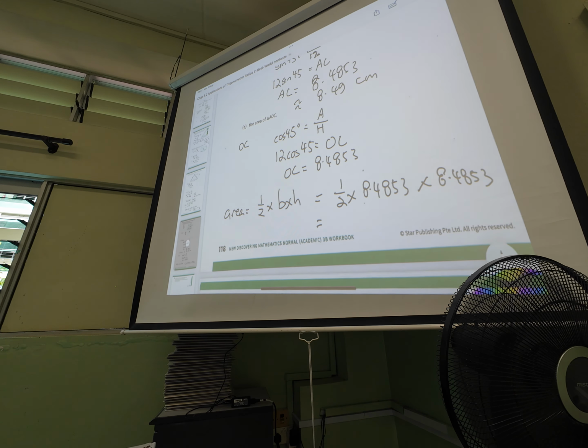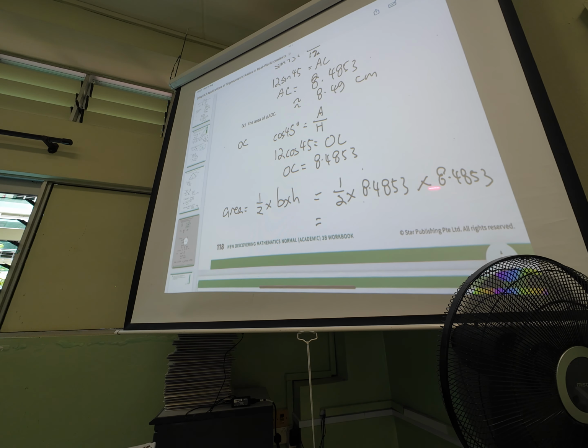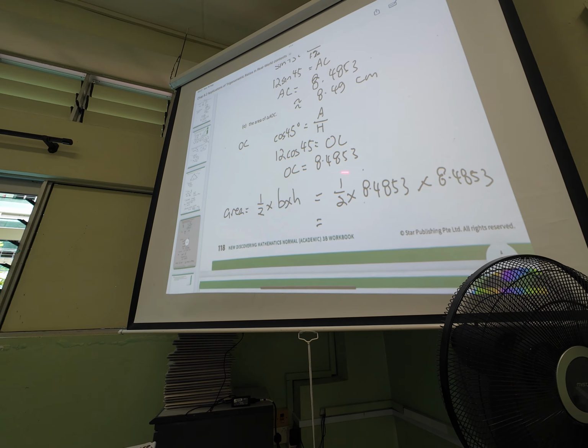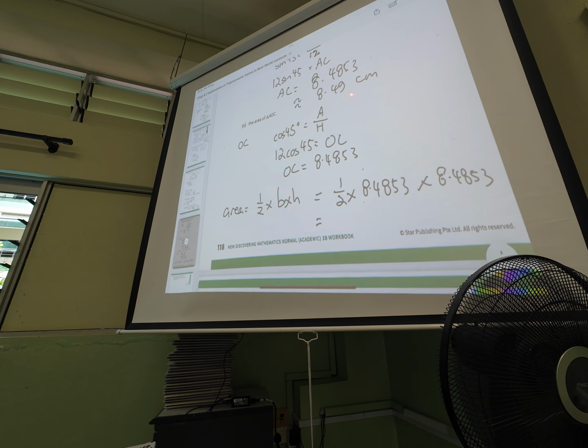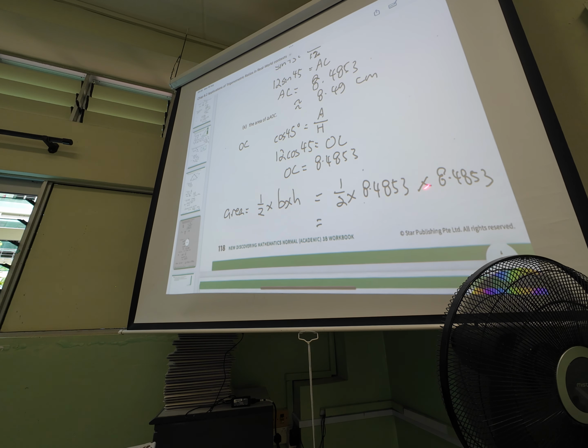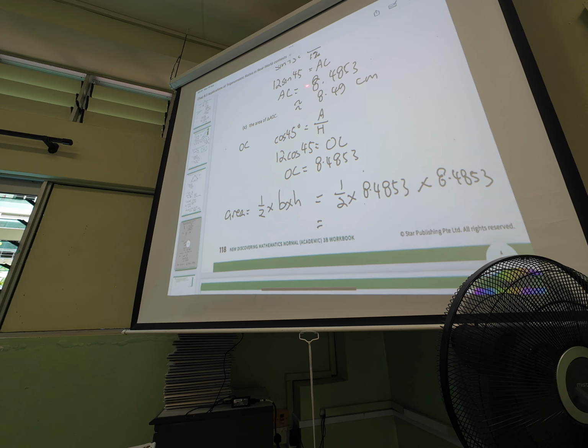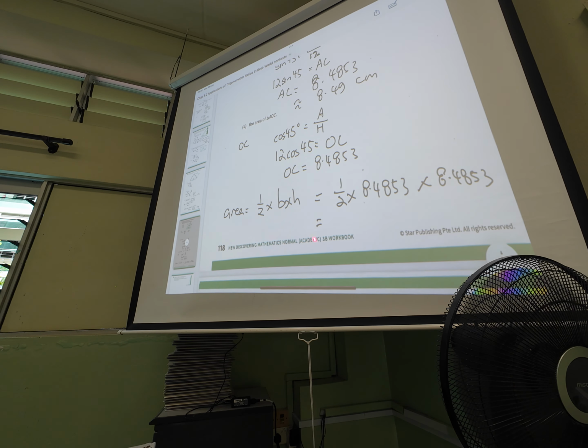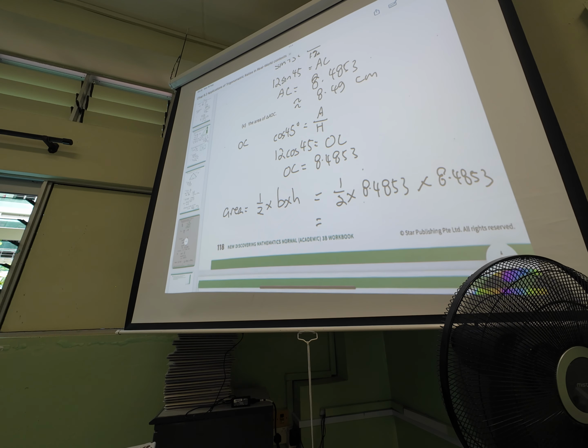Then this is the part where you want to use your longer value. 8.49 is the answer to the previous part. When it is the answer, we round it off. But when we use it as a working, we use the longer string so that your final answer for part C will be more exact. Will be more accurate.